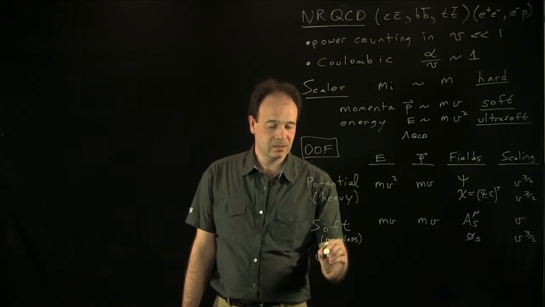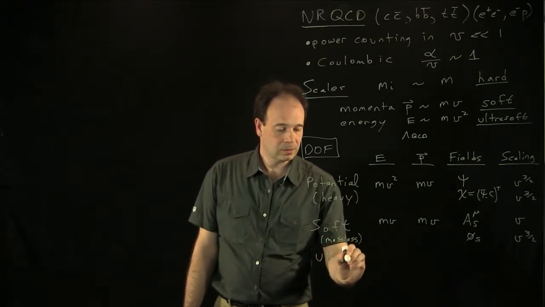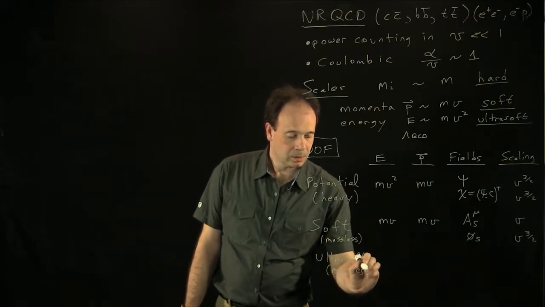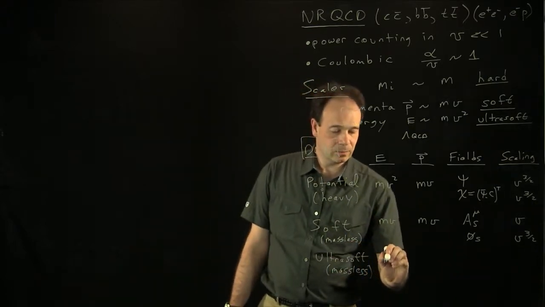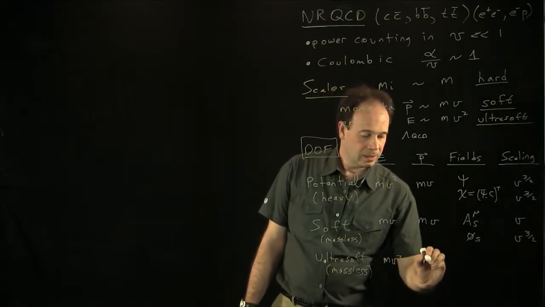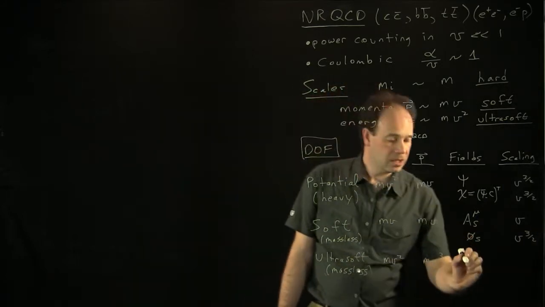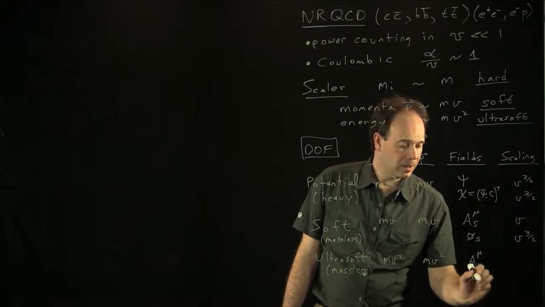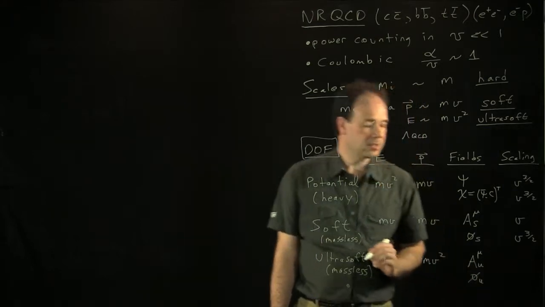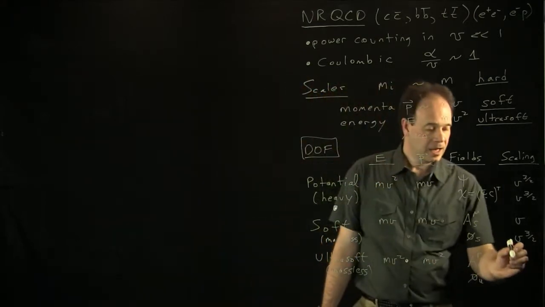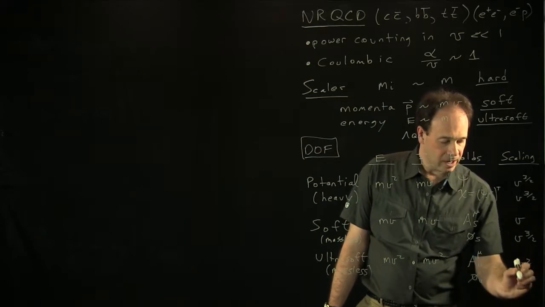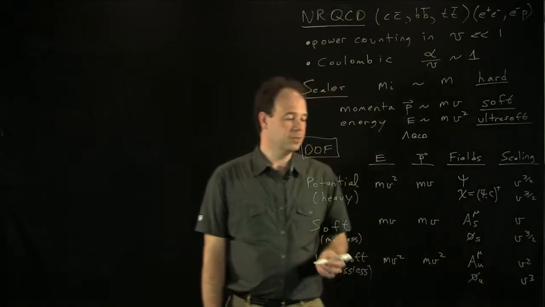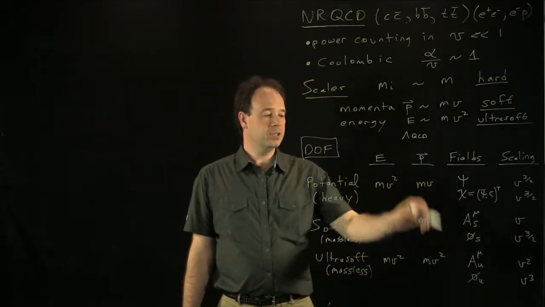And then the next thing is ultrasoft, also massless. And in this case, we have mv squared, mv squared. We also need a gauge field associated to that, which I'll call A U mu. And then we'll have light quarks associated to that, massless quarks, which I'll call phi U. And these guys end up being v squared and v cubed when we go through the power counting from the kinetic term of these fields. So that's our complete list of degrees of freedom.